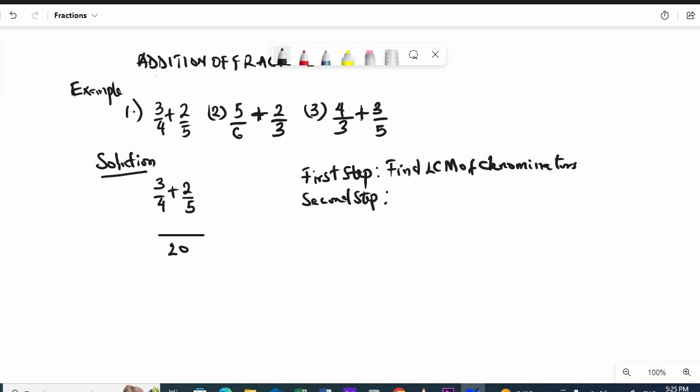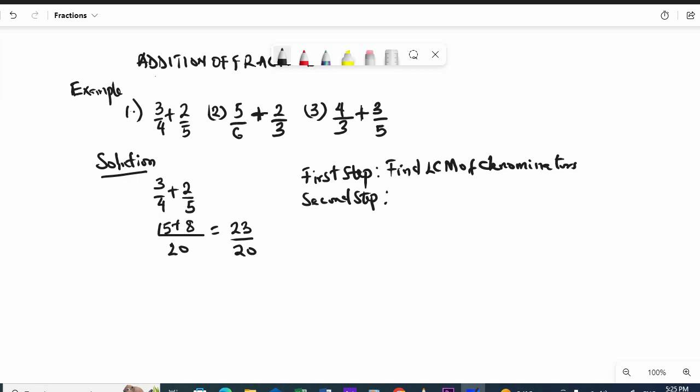that after writing 20 as the new denominator of the solution, we say this 20 right here divided by 4, which gives 5, and then we multiply 5 by 3 to give 15. And then we say plus 20 divided by 5, that's 4. And then 4 times 2, I beg your pardon, gives 8. So that's 15 plus 8, that's 23 over 20. So we have that 3 over 4 plus 2 over 5 equals 23 over 20.